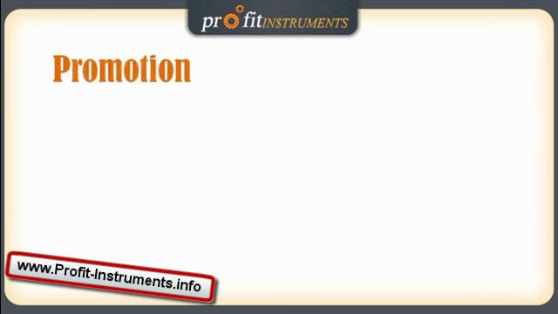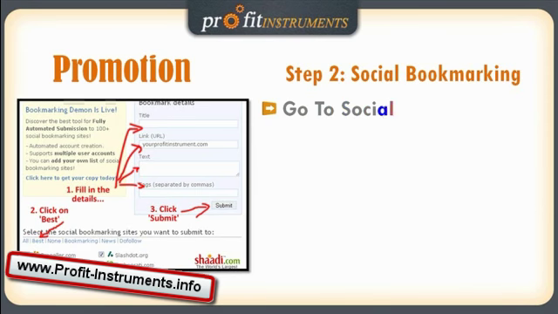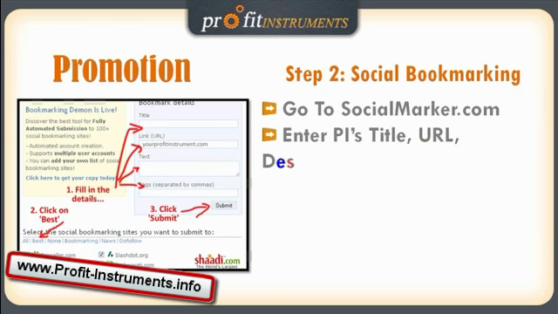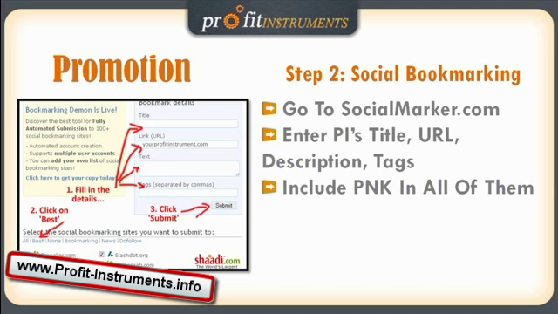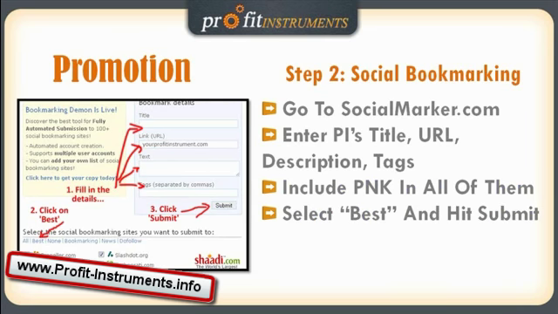Second step. You need to go to a website called socialmarker.com and submit your site to 15 social bookmarking sites. Very simple process. Just enter your PI's title, URL, description, and tags. Be sure to include your PNK at least once in all of them. Then select the best social networking sites and hit submit.